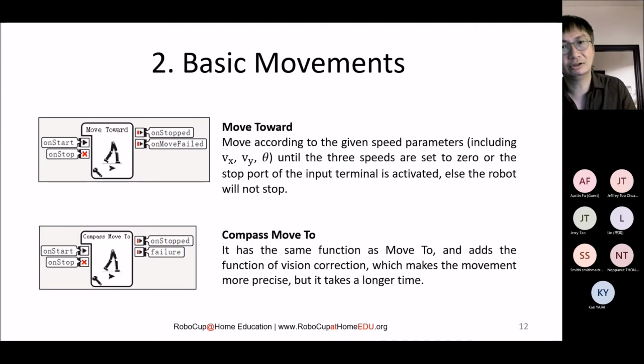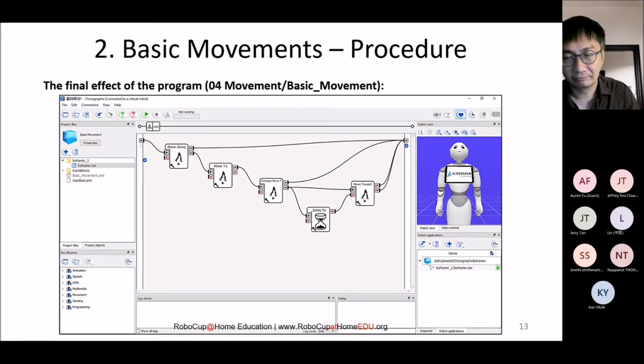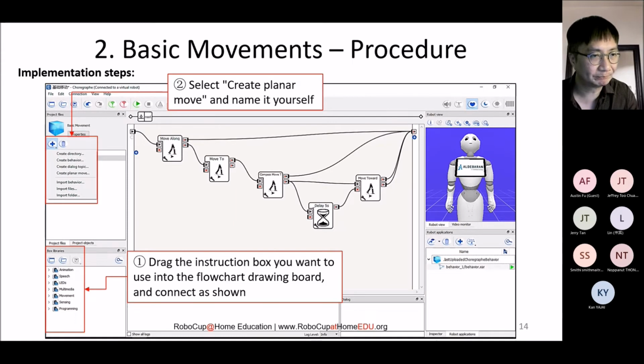So these are the 4 basic instruction boxes that we can ask Pepper to use for movement. We already put down an example. You can see move along, move to, compass move to, and then we have a delay and move towards. The important thing is not just to drag the boxes, but you also need to set the parameters. For example, for move to, the XY data value is important, because without that value, Pepper doesn't know where to move to.